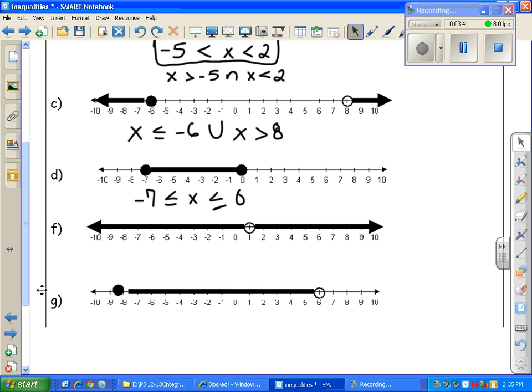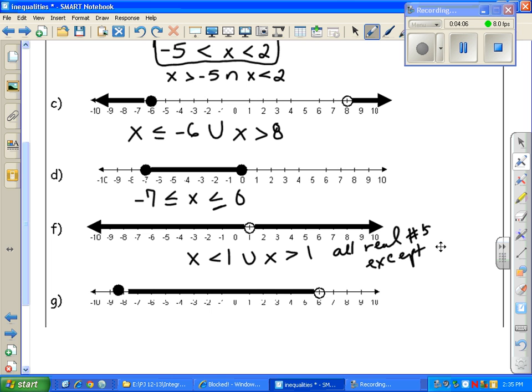In F, this is also a union problem because we have a gap in the middle here. We have x is less than 1 or x is greater than 1. This is the union of all the numbers less than 1 and greater than 1. So really this is all real numbers except the number 1. All real numbers except 1. So if we're writing a narrative on this, that would be a nice little narrative to write.